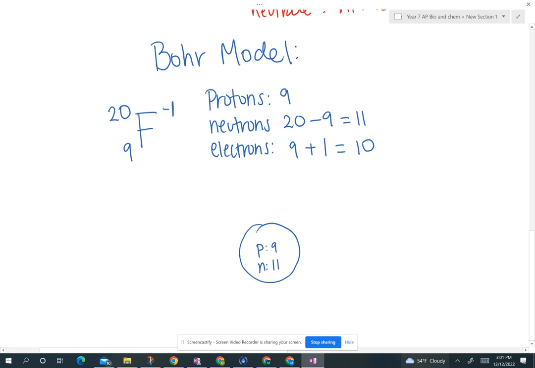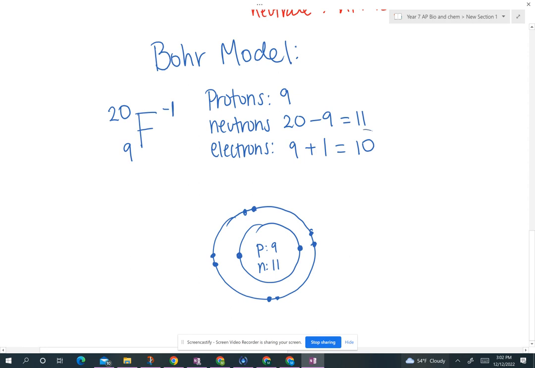First ring holds 2 electrons. So I'm going to go, not valence, but just regular electrons. 2 electrons in that first ring. All right, next ring goes ahead and holds up to 8. 1, 2, 3, 4, 5, 6, 7, 8, 9, and 10. So I have now 10 electrons on here.